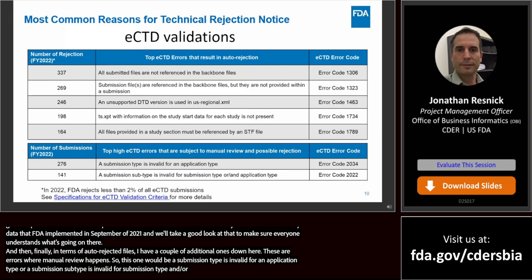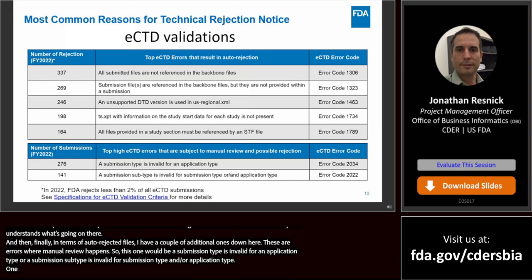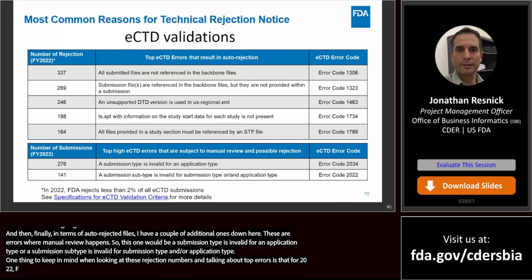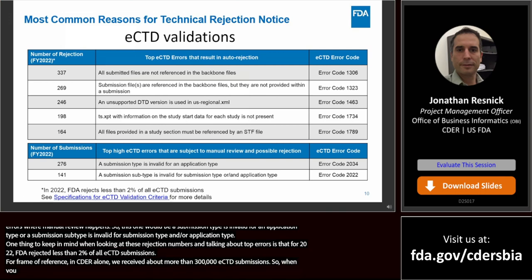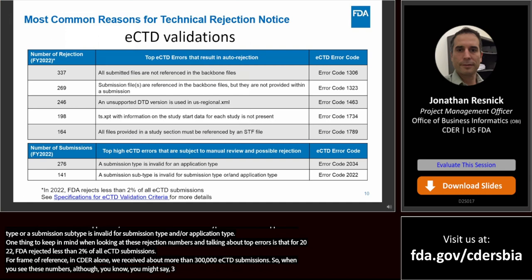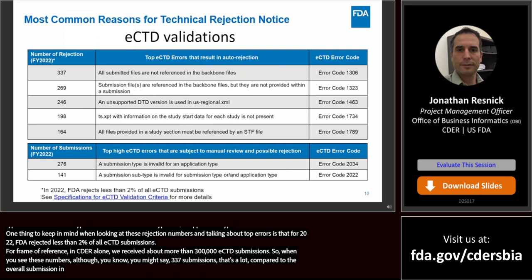One thing to keep in mind when looking at these rejection numbers and when we're talking about top errors is that for 2022, FDA rejected less than 2% of all eCTD submissions. And just for frame of reference, in CDER alone, we received more than 300,000 eCTD submissions. So when you see these numbers, although you might say, oh, 337 submissions, that's a lot, compared to the overall submission intake of close to 300,000, it puts it in perspective.